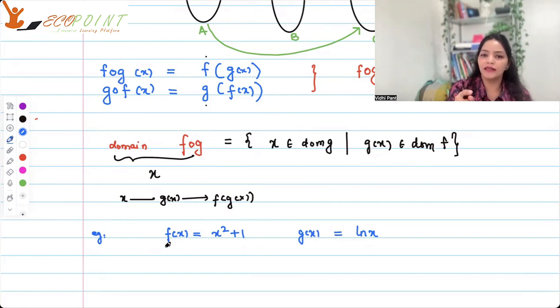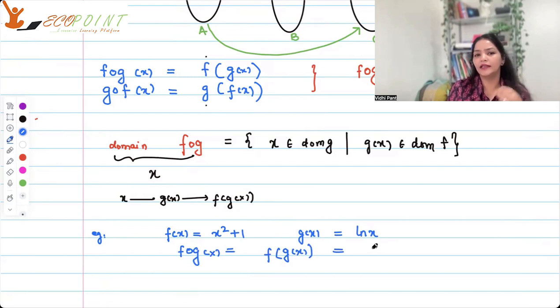Then in case I take g of f, then I'll be taking a log transformation. But here if I want to find out f of g, so that is f of g(x). This is basically saying that instead of the input x, your input should be log x. So this becomes (log x) square plus 1.